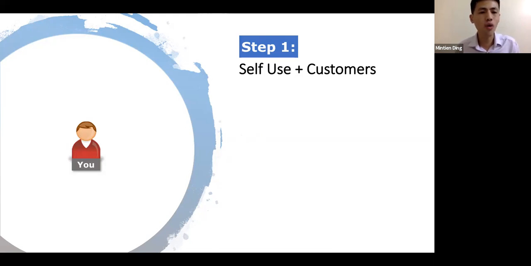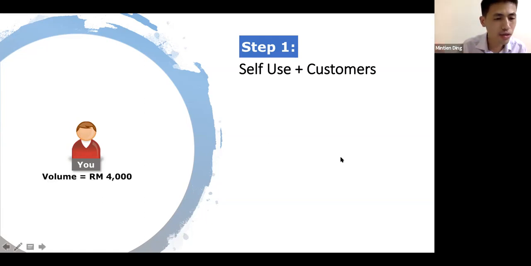And because this is your own business, how you want to do it is entirely up to you, right? And how much volume you want to create in a month is up to you. So you decide your own volume. You do it at your own pace. You can do 5,000 a month. You can do 10,000 a month. You can even do 20,000 a month. So this is an illustration of 4,000 a month. How do you do 4,000? Start by using the product yourself and get some customers to buy the product from you, right?